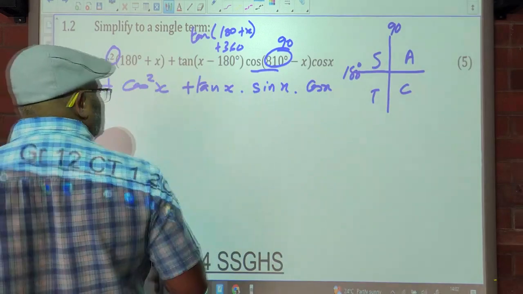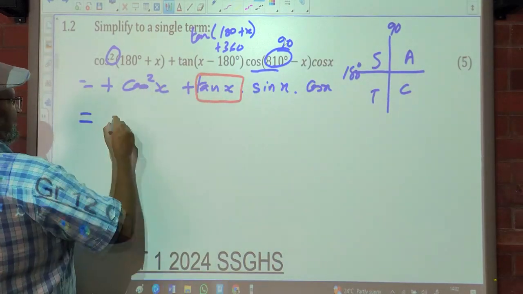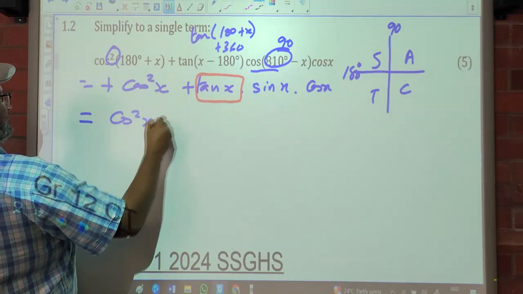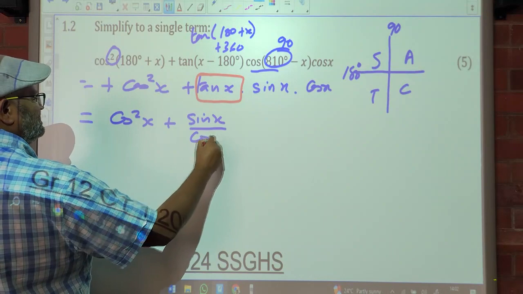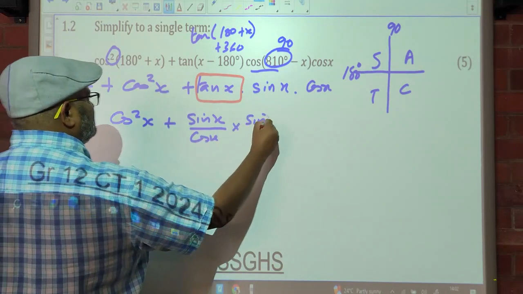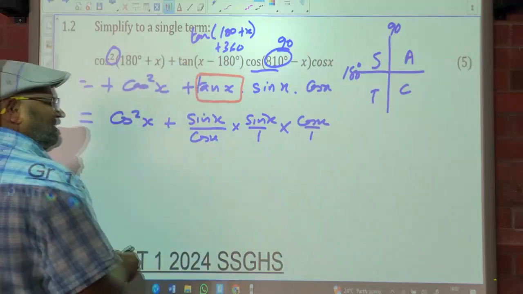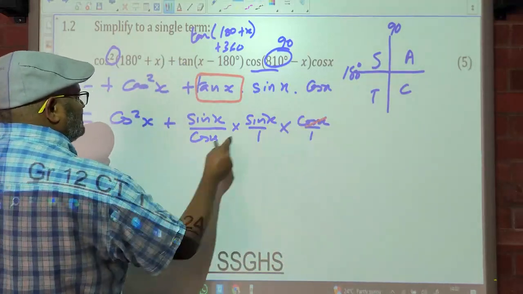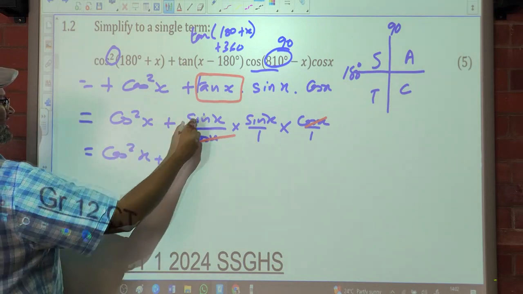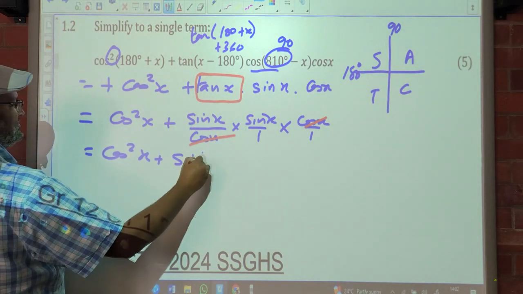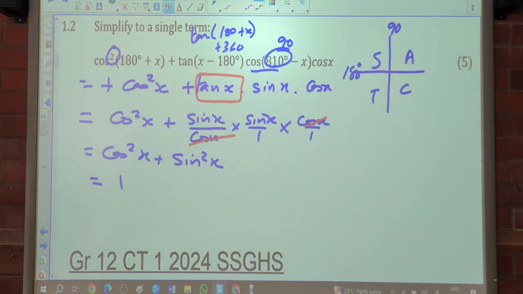So what we're going to do now is change tan to sine over cos. Everybody got that mark? That's going to be sine x over cos x times sine x over 1 times cos x over 1. So what happens now? Cos cancels. So it gives you cos squared x plus sine x times sine x, sine squared x. So cos squared x plus sine squared x is 1.